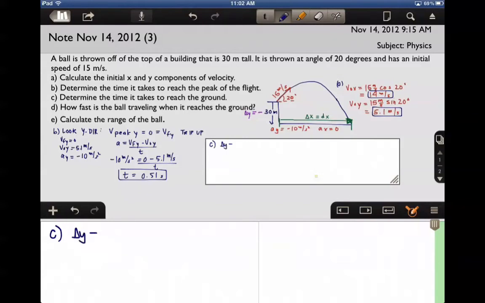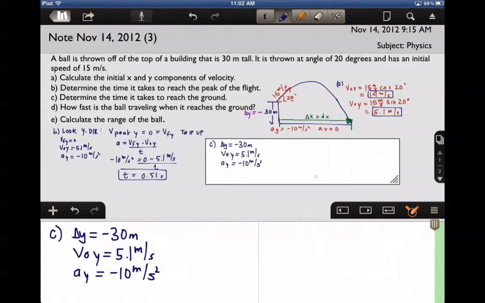Delta y is negative 30 meters. V initial y is 5.1. A y is negative 10. So the same set of knowns that I had before, but I'm not using the idea that V final y is 0, because that's actually not the case here. If I'm looking at the whole trip, right, this is the entire trip, and this time I'm going to use this equation.